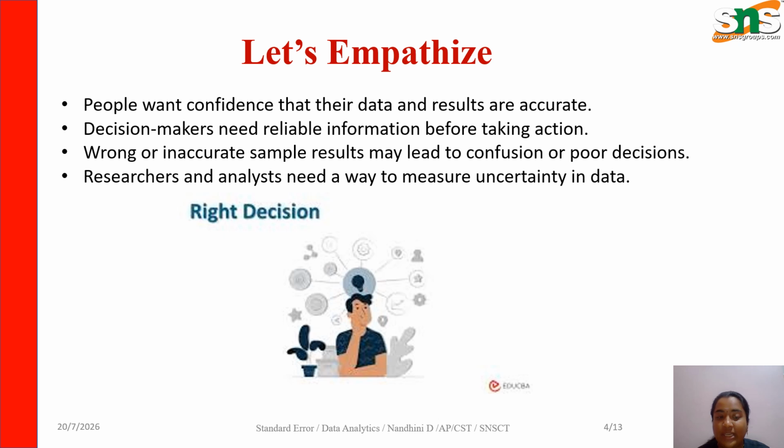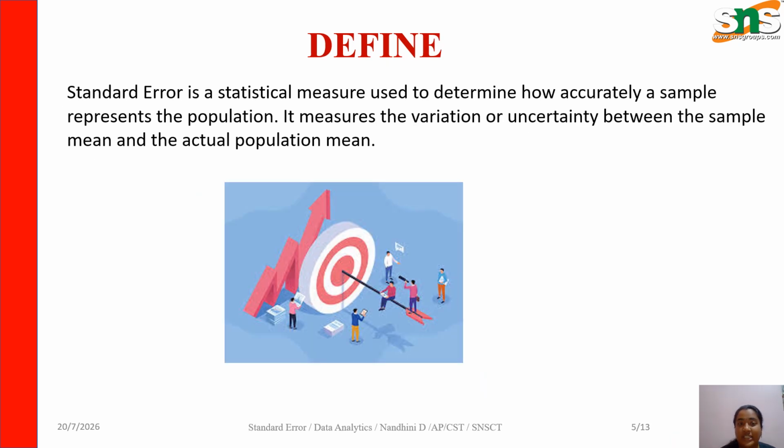So the sample data: sample size n is equal to 400, and population standard deviation is 10. For the error calculation, we substitute into the formula we have seen before: 10 by root 400, and we get standard error as 0.5. A standard error of 0.5 indicates that the sample mean is expected to differ from the true population mean by only 0.5 units, which suggests the survey data is reliable.